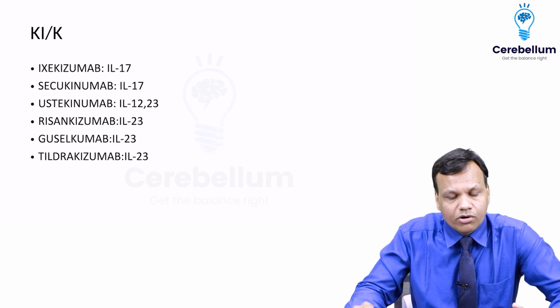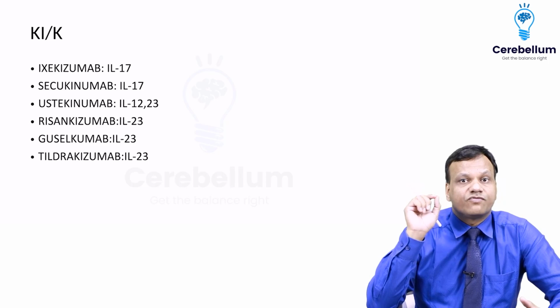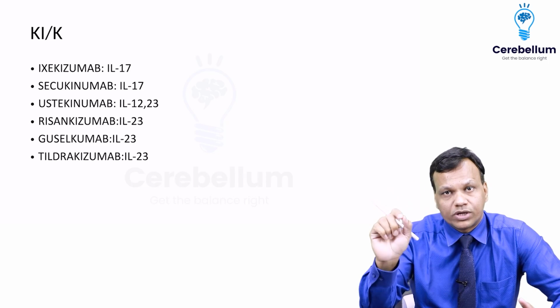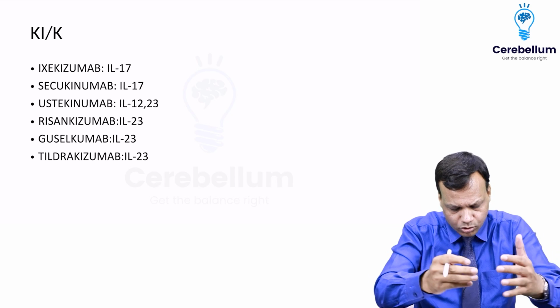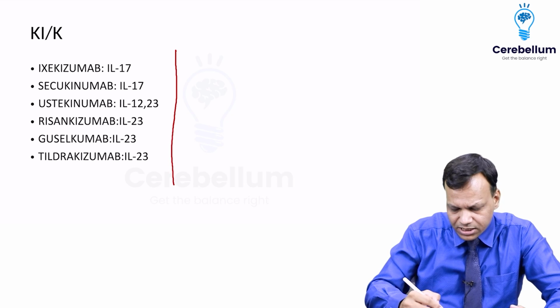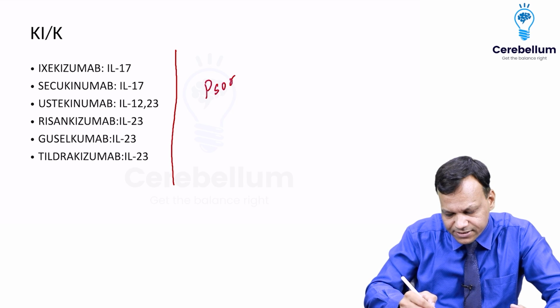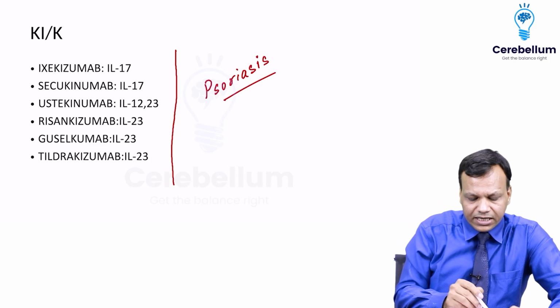Okay, next is monoclonal antibodies contain Ki or K. So Ki or K is for kins. Kin means interleukin. See, these are monoclonal antibodies for interleukins. Clear? So all the monoclonal antibodies against interleukins, whichever I have mentioned, they are used in psoriasis. They are used in psoriasis.